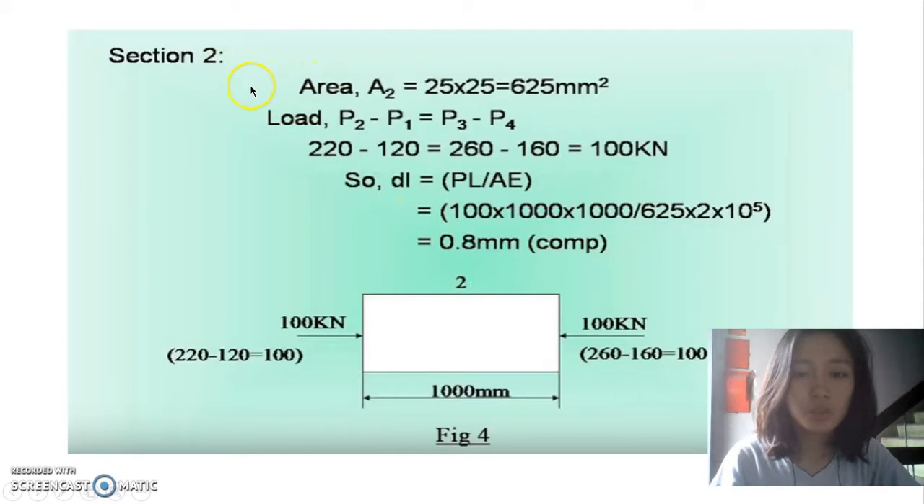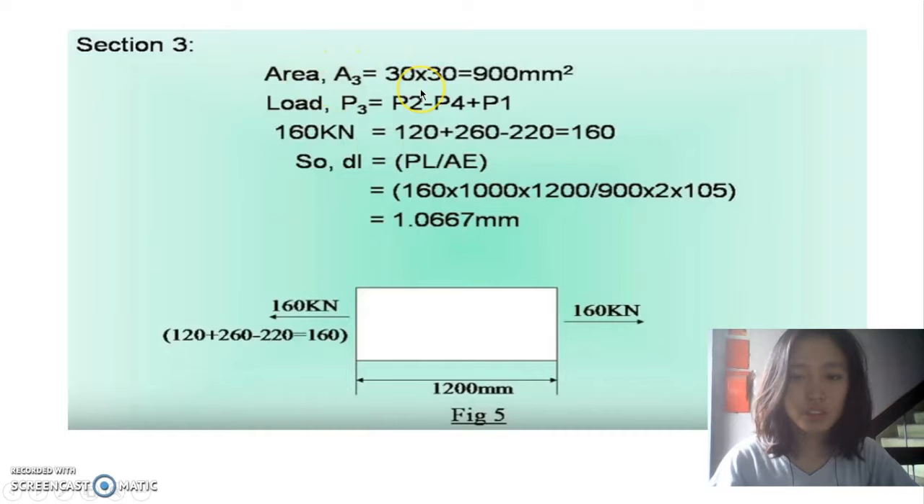For section 2, the area is 25 times 25, which is 625 millimeters squared. There are 2 loads on each side of the section, which is 220 minus 120 equal to 260 minus 160, equal to 100 kilonewton. So the deflection will be equal to 0.8 millimeter when you substitute the values to the formula.